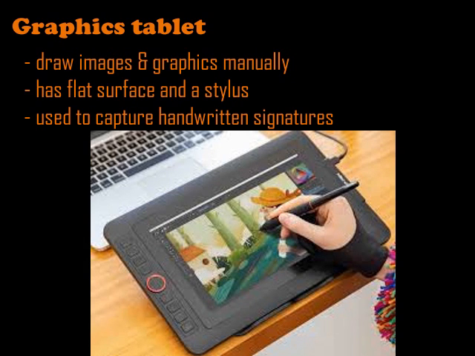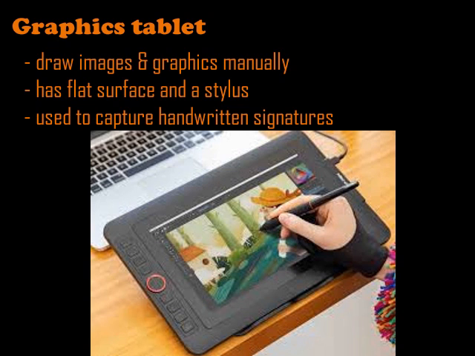Next input device is graphics tablet. Graphics tablet is used to draw images and graphics manually. Just like we use paper and pencil to draw, like that we can use the graphics tablet. Understand? This contains a flat surface and a stylus. Stylus is a pen-like device to draw on the flat surface. Understand? Most artists usually draw pictures on the graphics tablet.